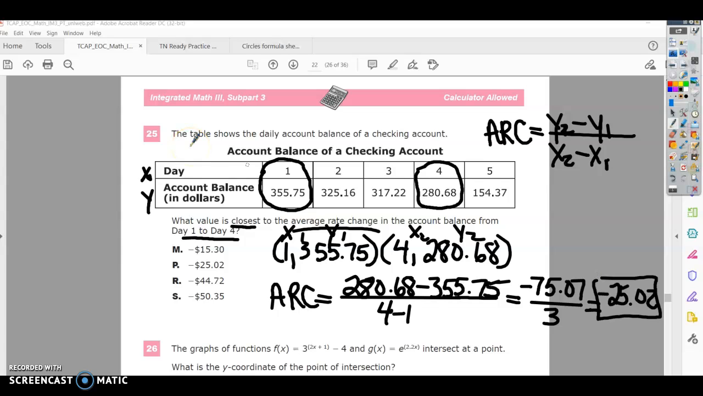Well, we're talking about a daily balance in your checking account. And if you see, it starts at 355, 325, 317, 280, 154. So it doesn't look like they've deposited anything into the account. It looks like it is decreasing every day through the week, so it's only a 5-day period. But the average rate of change would be negative, so that does make sense. And if you look here, all of your choices are negative. So P, negative 25.02, is the closest to that.